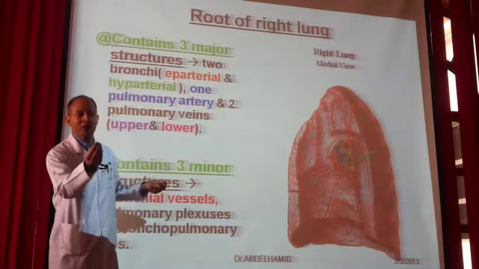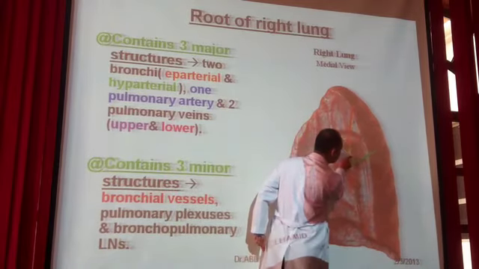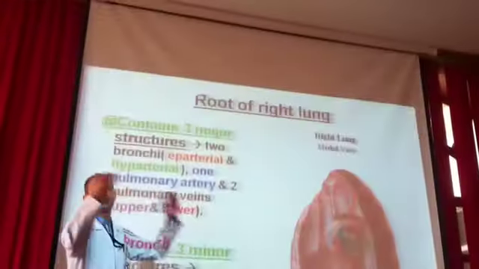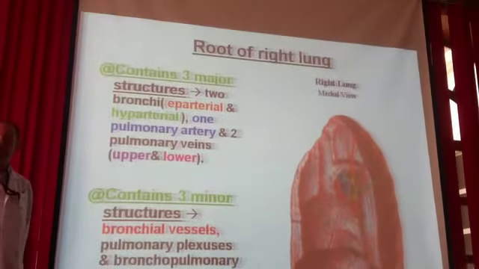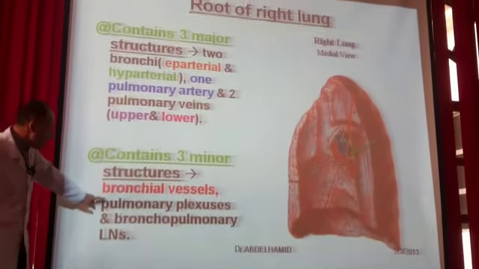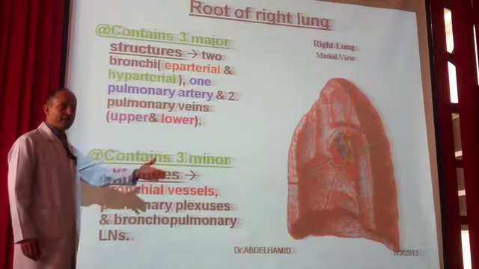They are so small. They run in relation to the wall of the bronchi. If you see, this is the bronchial artery and the bronchial vein. They supply the bronchial tree and the alveolar tissue itself, and even the visceral layer of the pleura. And then we have the pulmonary plexuses. You remember the sympathetic and the parasympathetic?